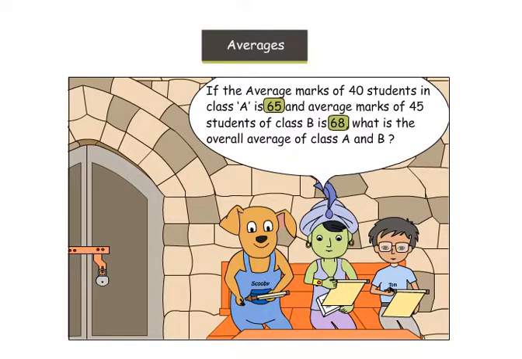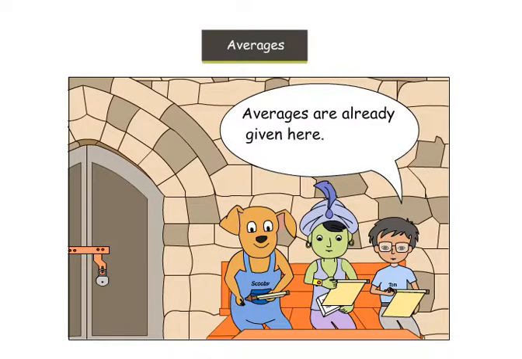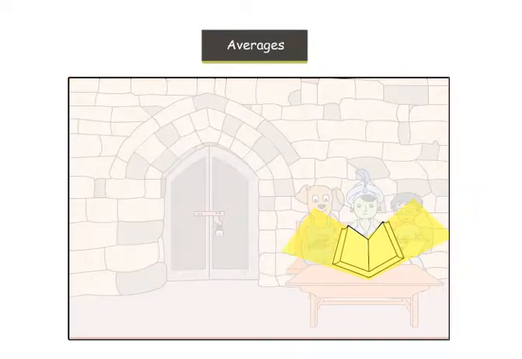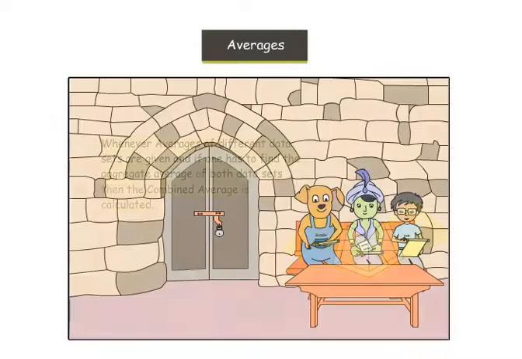On seeing two different averages, Tom says, "The averages are already given here. What do we do now?" The magical book says, whenever averages of different data sets are given, and if one has to find the aggregate average of both data sets, then the combined average is calculated.